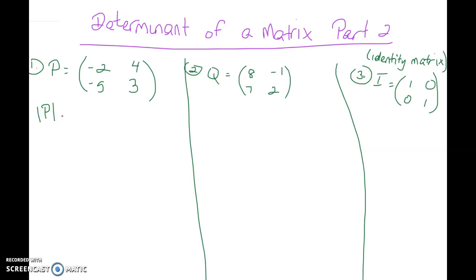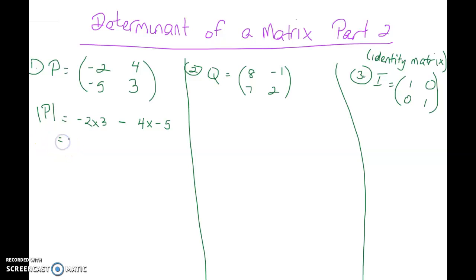The two lines. Say we can write it as DET, anyway, it doesn't matter. So remember from the last video, to find the determinant of a matrix, it's the product of the first diagonal, take away the product of the second diagonal. So my first diagonal is -2 and 3. So the product of that will be -2 times 3. Remember, product means multiply, right? So the product of the first diagonal, take away the product of the second diagonal. The second diagonal has 4 and -5. So the product of that will be 4 times -5.